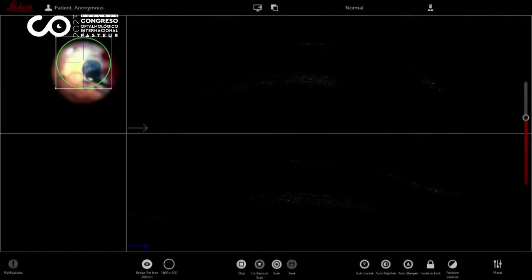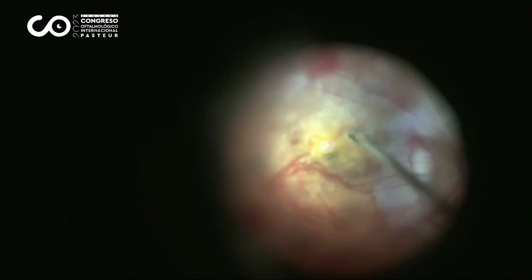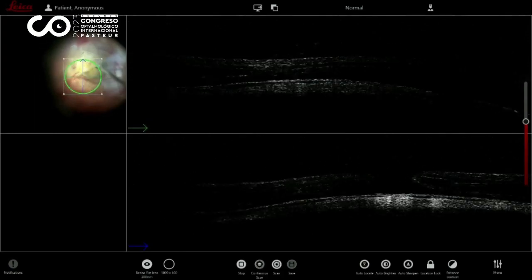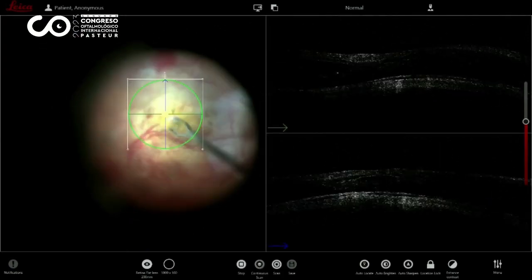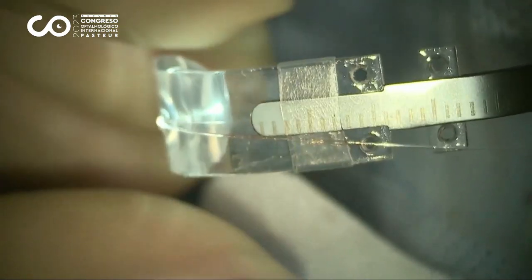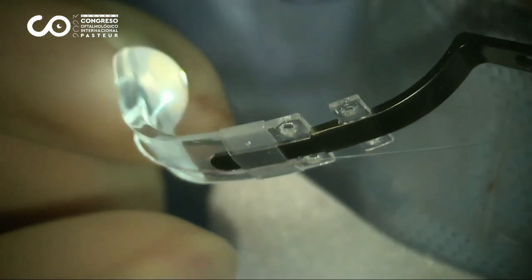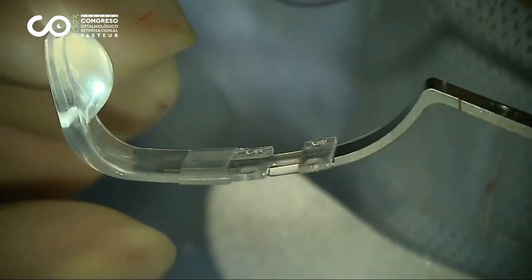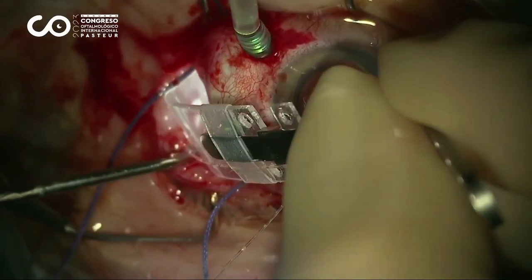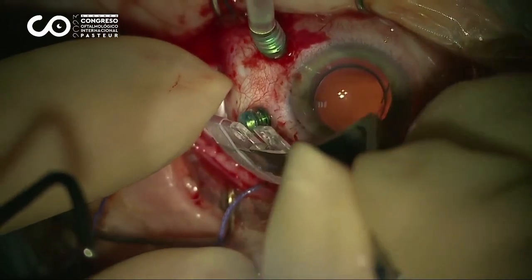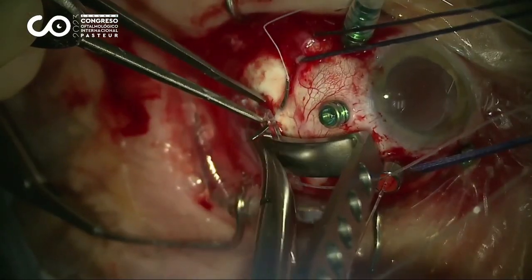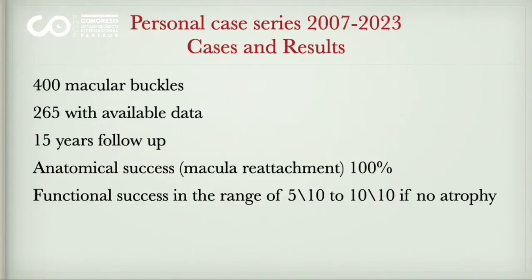In this case, the patient had a full thickness macular hole, so I proceeded by creating an ILM flap. I could check the ILM flap through the intraoperative OCT. I proceeded with the fluid air exchange, and surgery was over in less than 1 hour. In this video, you see the loading device that I am designing just to make the surgical implantation easier, but you have seen the procedure.